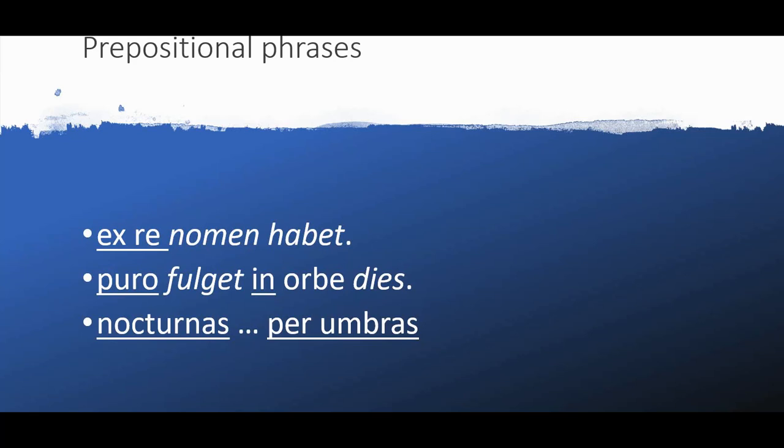In the first example, the preposition ex is at the beginning. It says ex ea nomen habet. It's almost like the name literally comes out of the matter. So out of the matter, name has. The position of the words in that phrase almost mirrors what's actually happening there.